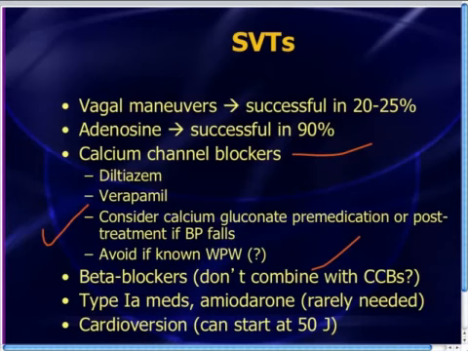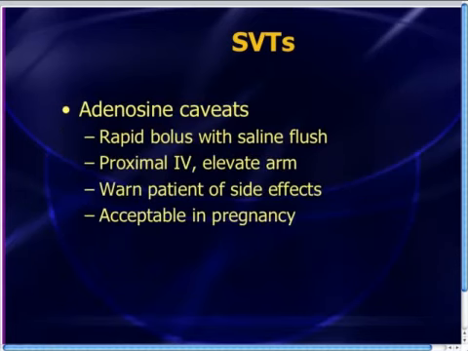If none of that works, the guidelines talk about using a type 1A medication like amiodarone, but in reality, that's rarely needed. And almost always, if these medications don't work, we just go right to cardioversion, a little propofol or etomidate, and then 50 joules, 100 joules. That works very, very nicely. All right.